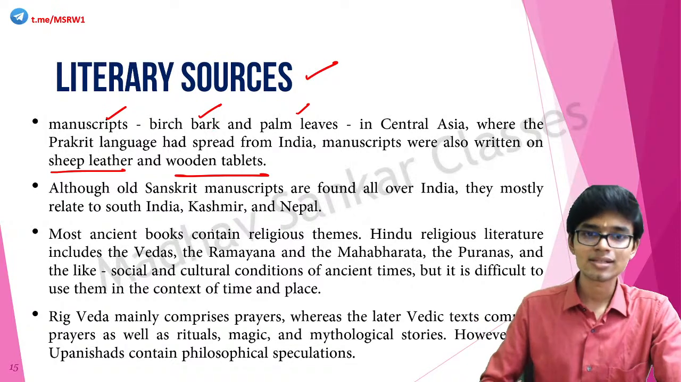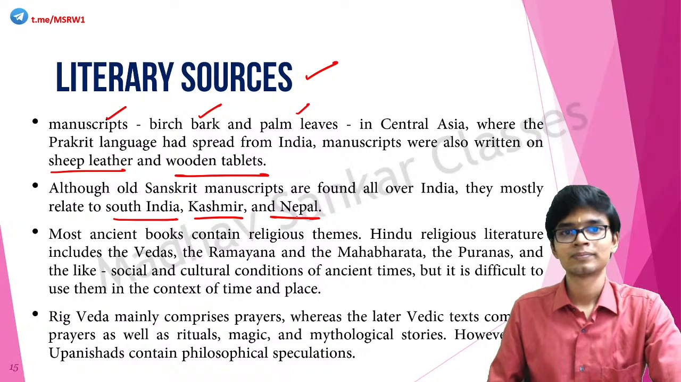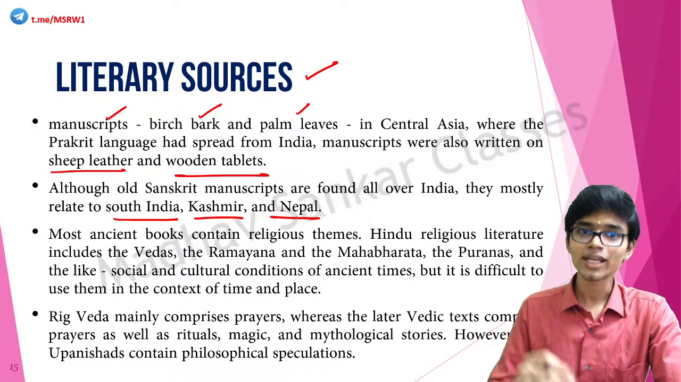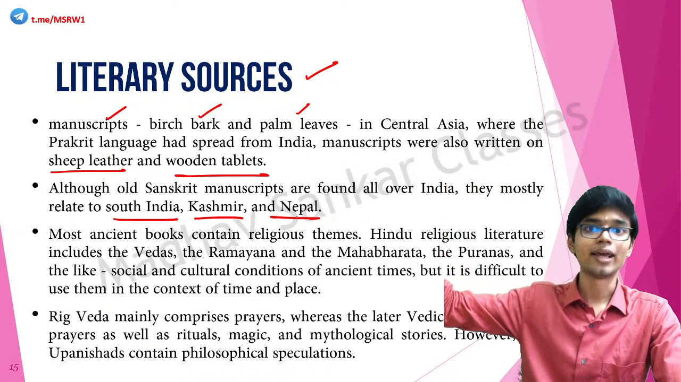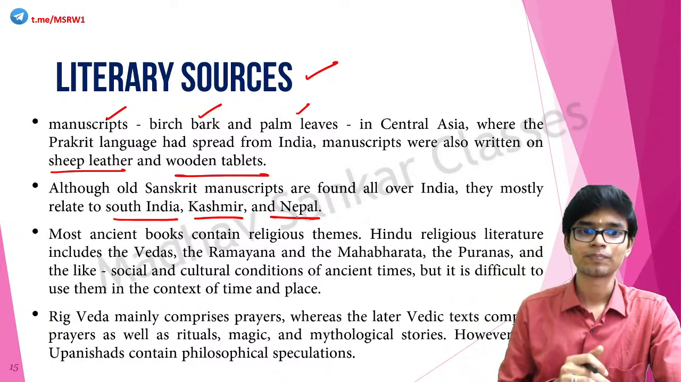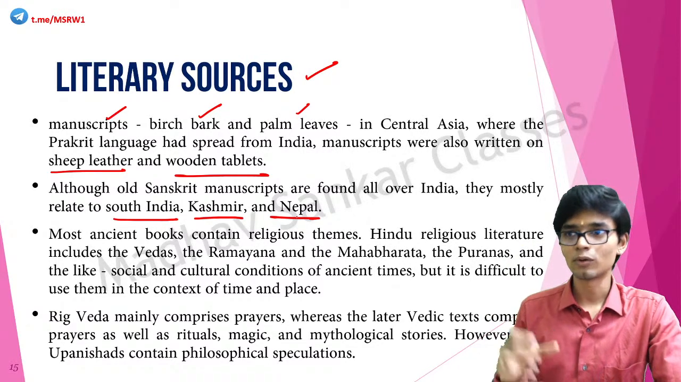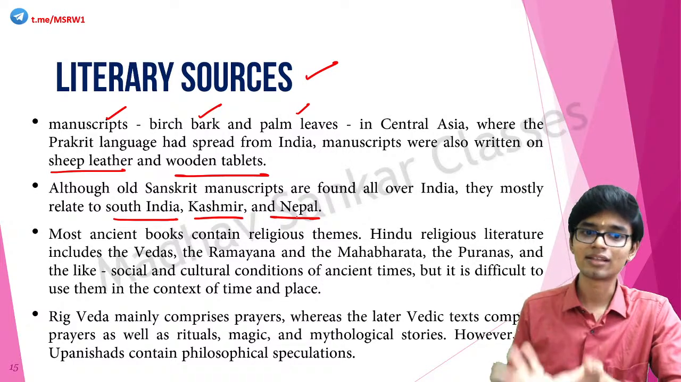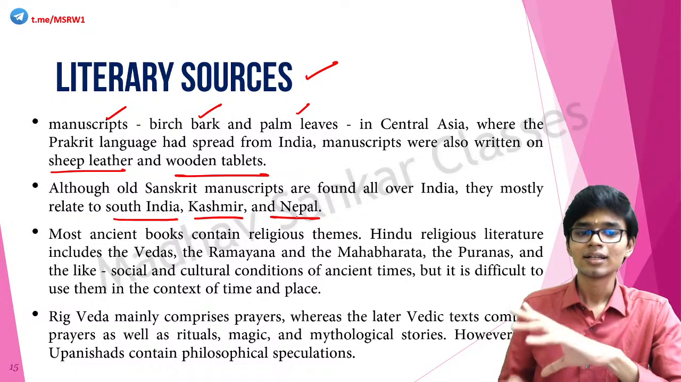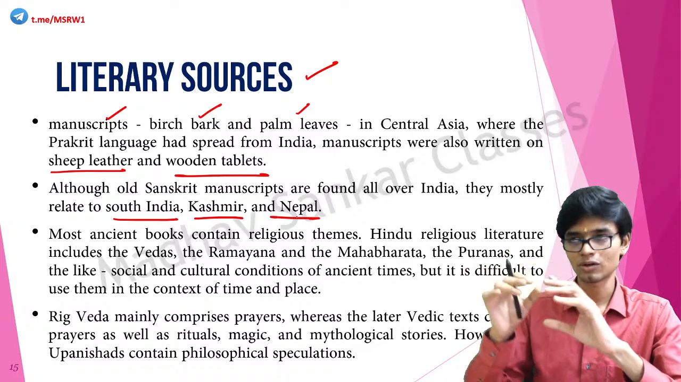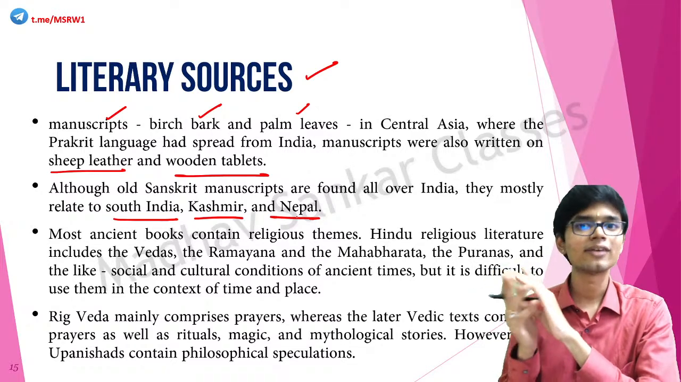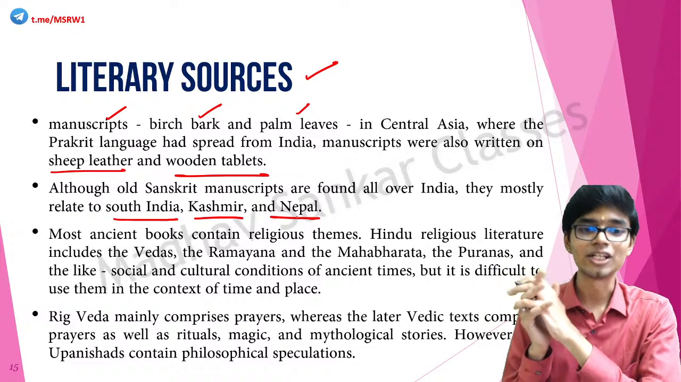Okay, so although old Sanskrit manuscripts are found all over India, they are mostly found in South India, Kashmir, and Nepal. These are the regions from where we find most of the old Sanskrit manuscripts. Okay, these are for your understanding. And most of these ancient literary works deal with religious themes. Hindu religious literature such as Vedas, Ramayana, Mahabharata, Puranas, etc. It is not easy to place all these things in a chronological fashion or in a particular period of time, but still, most of the ancient manuscripts or literary works were religious in nature.